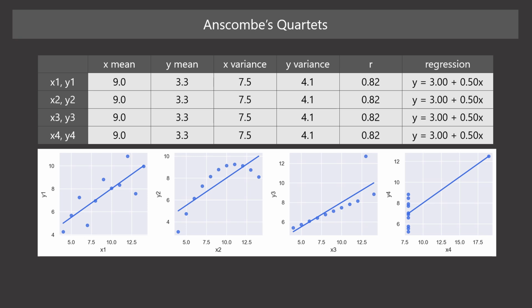Let's create scatter plots for these four pairs. You can see the data distributions are widely different. So, we should not only rely on quantitative metrics. Anscombe's quartet tells us the limitation of quantitative metrics and the importance of data visualization.